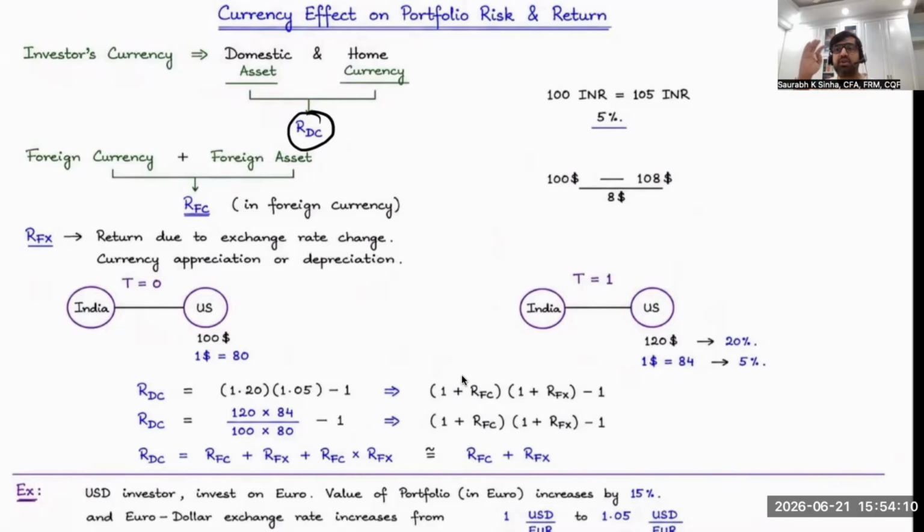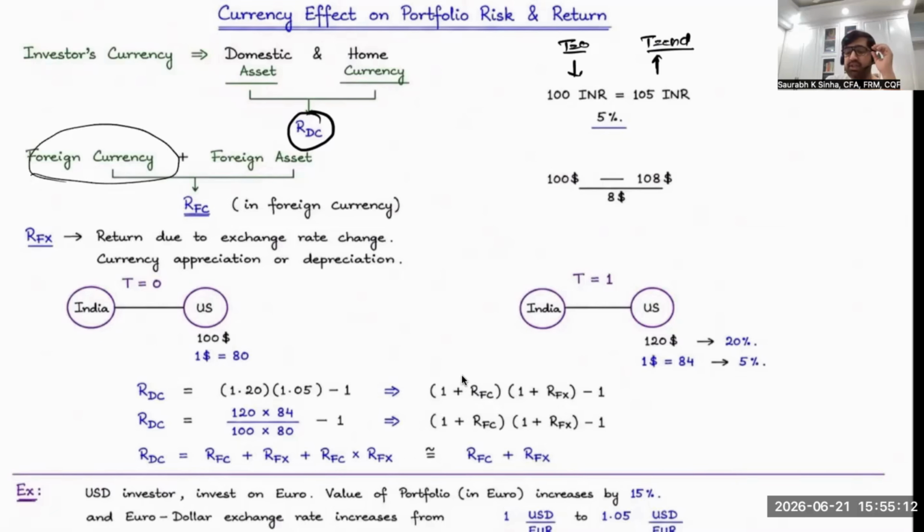Our objective is to convert all the returns into domestic currency. So if you get a return in the foreign currency, you convert it into domestic currency. That is objective number one, because you will report your return and risk in the domestic or home currency. Assume you invest in an asset that has a value of 100 INR at the time of investment, and at the end it appreciated to 105 INR.